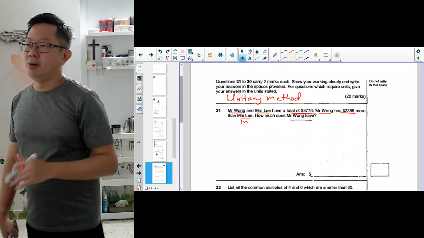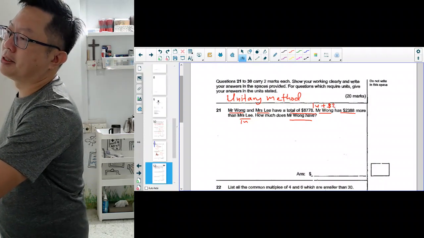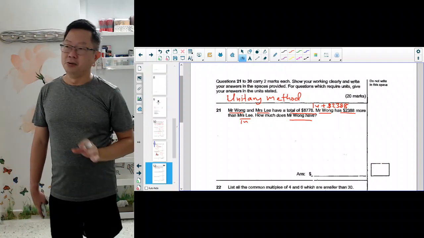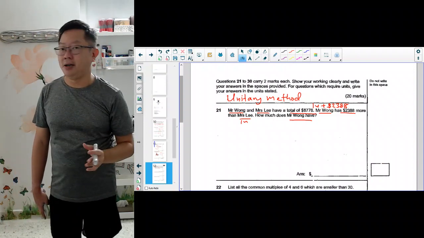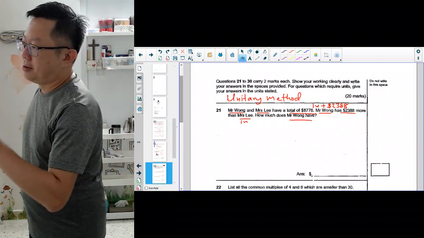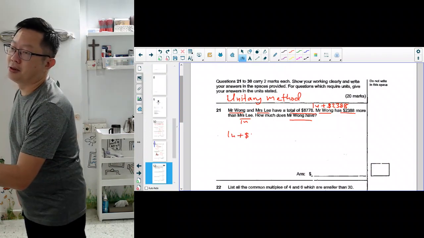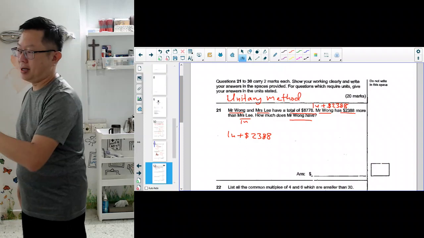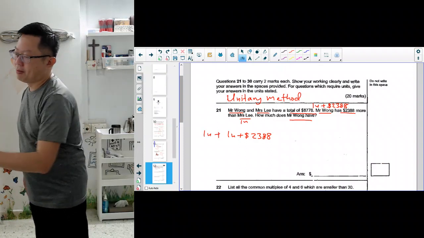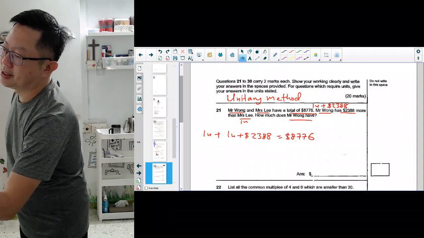And then the person who has more money, which is Mr. Wong, that will be 1 unit and $2,388. Okay, so that's how you understand who has 1 unit and who has more than 1 unit. Okay, then what do you do? Now you add these 2 persons. Mr. Wong has 1 unit and $2,388 plus Mrs. Lee, which is 1 unit, and if you add these 2 persons together, that will give you a total, which is $8,776.